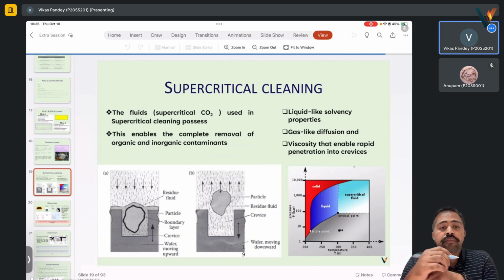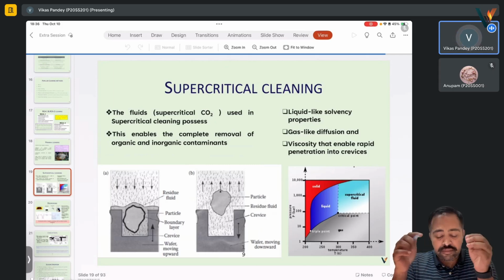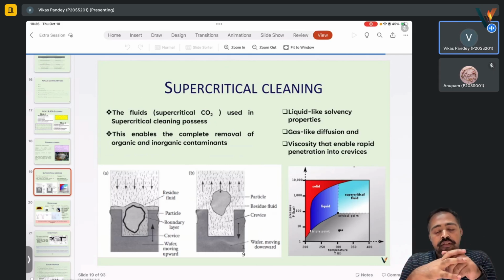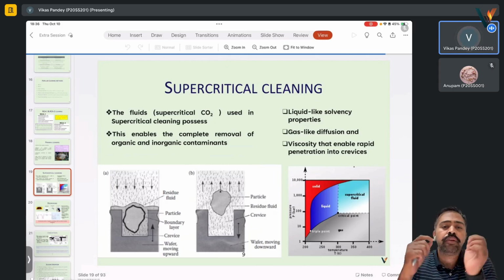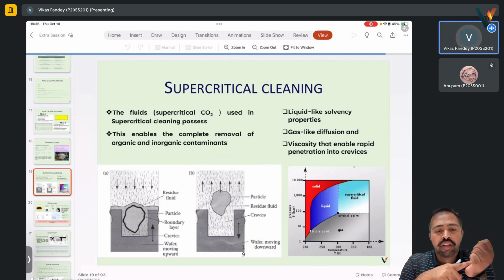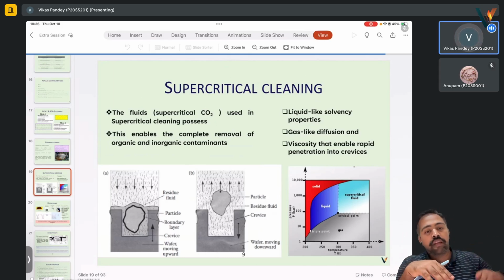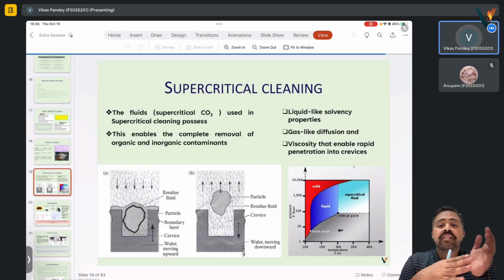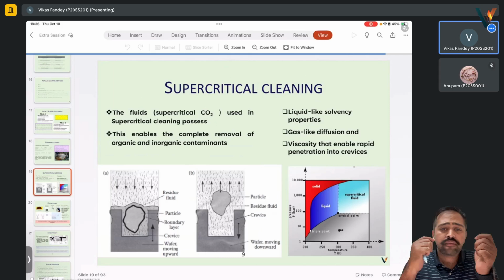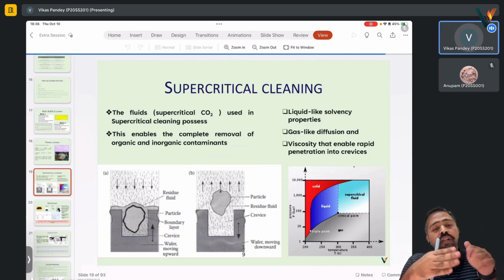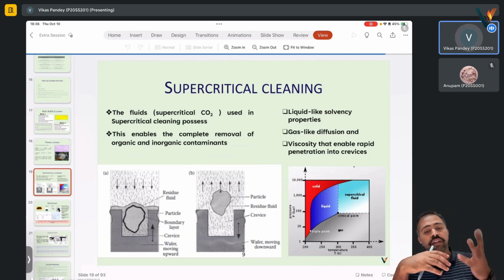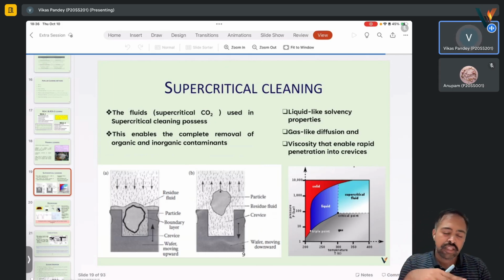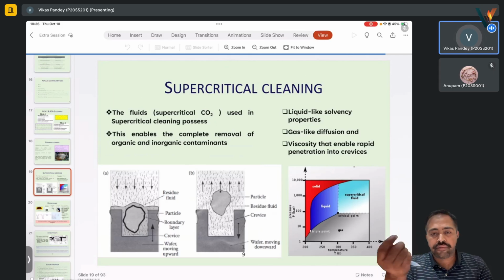In this, the wafer is dipped into the supercritical CO2. This enables complete removal of organic and inorganic contaminants, since it's both a gas and a liquid, so it can penetrate anywhere, and has very good liquid-like solvency properties as well as gas-like diffusion. That's why it is able to penetrate to any place and take out the particle if it is there.